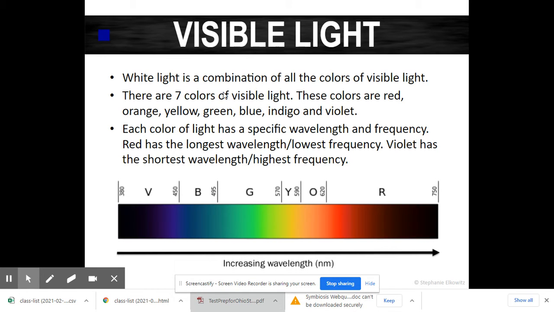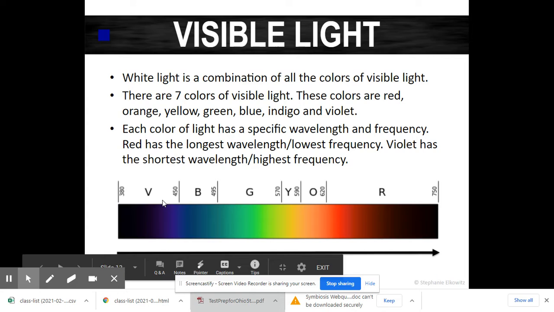So white light is a combination of all colors of visible light. There's 7 colors of visible light. They are red, orange, yellow, green, blue, indigo, and violet, also known as the colors of the rainbow, or an acronym I like to use, Roy G. Biv.